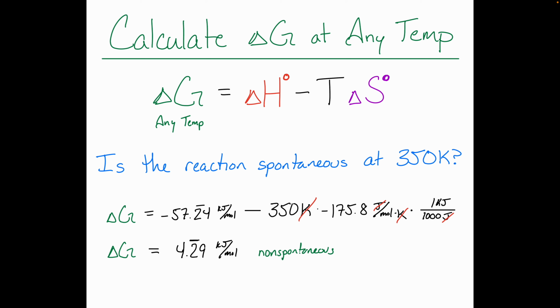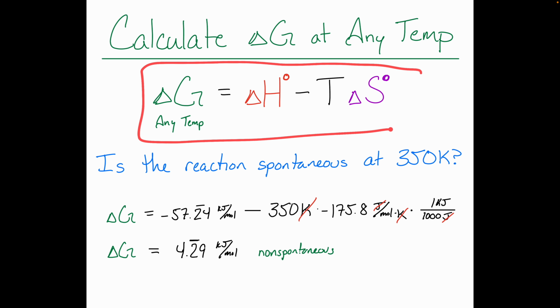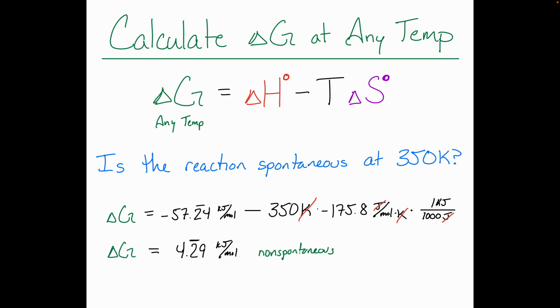All right, so we can use this relationship here to our advantage, right? We're changing our temperature and seeing how our equilibrium constant, or rather our free energy values, change. All right, this is particularly useful if we're studying phase changes.